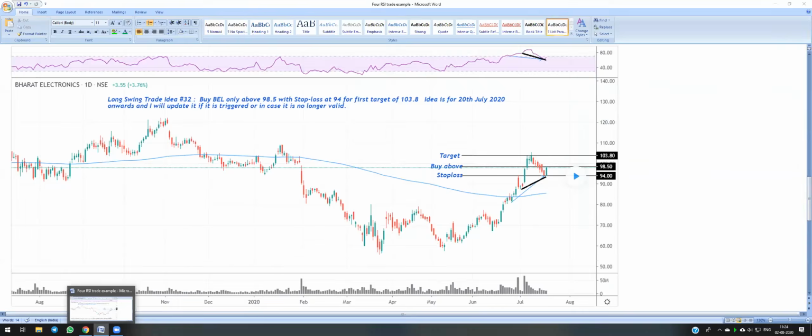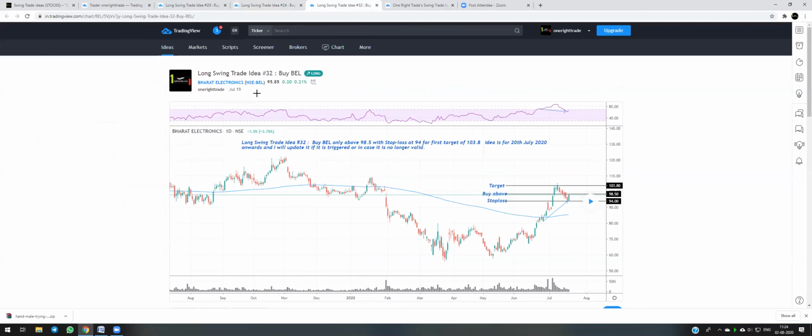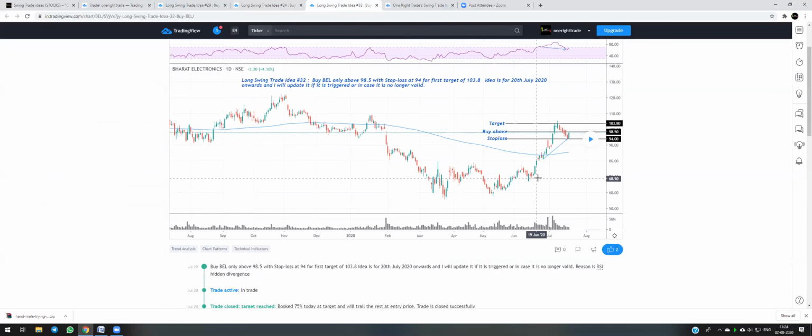This is an example where I wanted to emphasize how necessary it is to book your positions at target, and not wait for prices to go up. I mean, it can go up further, but you need to book at least 75% at your targets. So this is the day of entry.